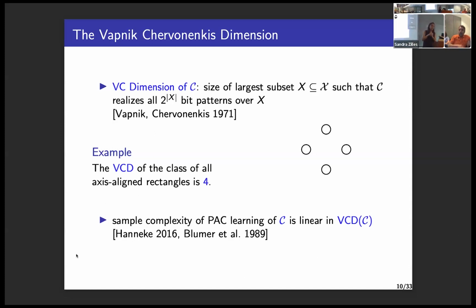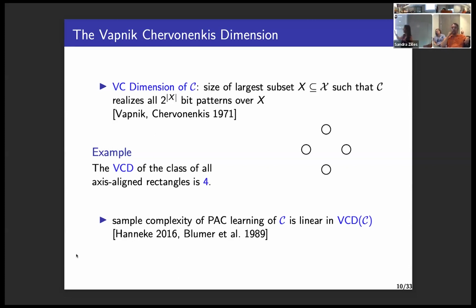And now the VC dimension is defined to be the size of the largest subset of the underlying domain X, such that all the possible bit patterns for that subset are realized by the concept class. What does that mean? I'm going to show with an example.